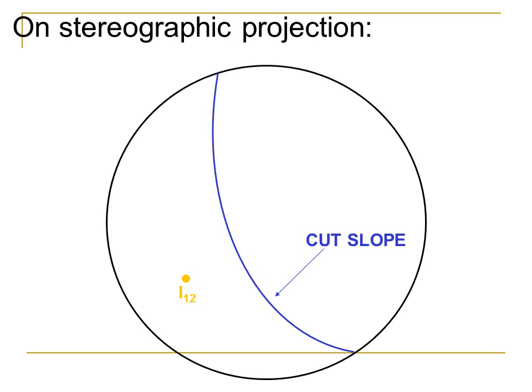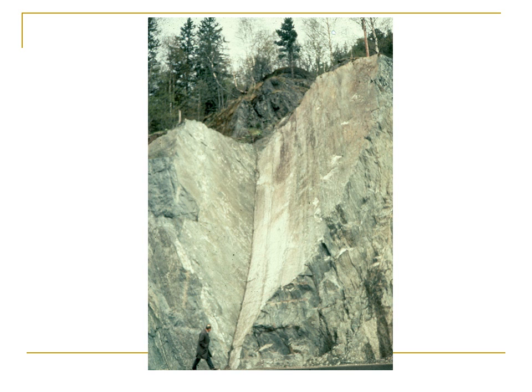If I12 plotted somewhere on the right portion or to the right of the cut slope, then it wouldn't be a kinematically admissible mode, because sliding on those two planes would not be possible in that case. But in this case, with I12 plotting to the left or outside the cut slope, it is an admissible mode. This is an example of what's left after a wedge failure has occurred.